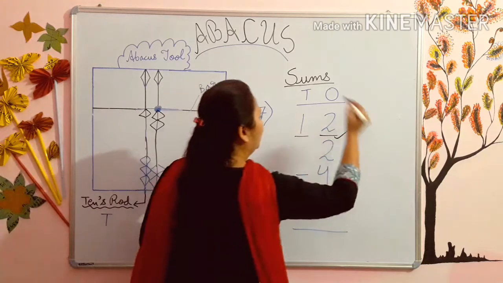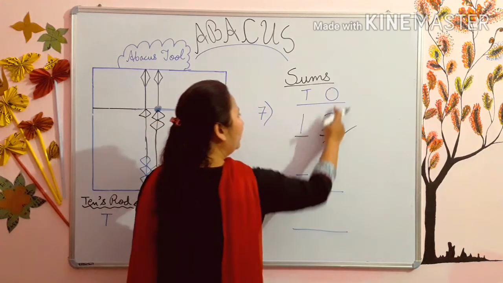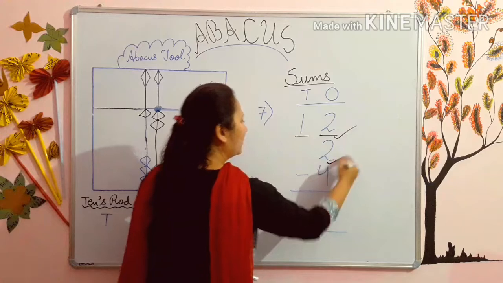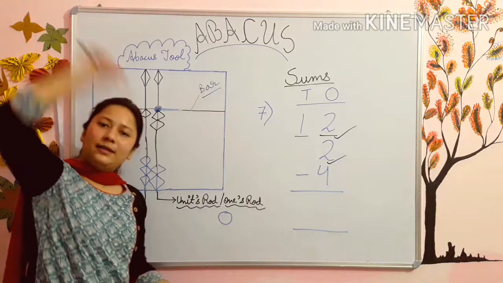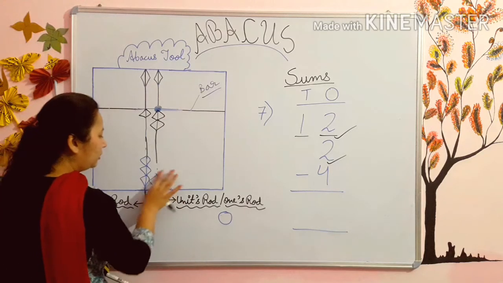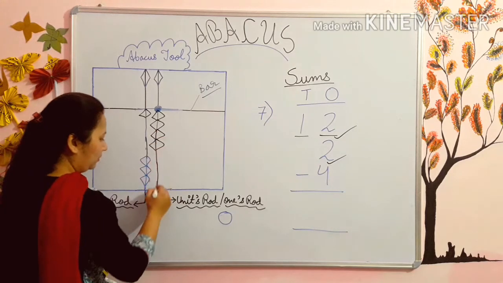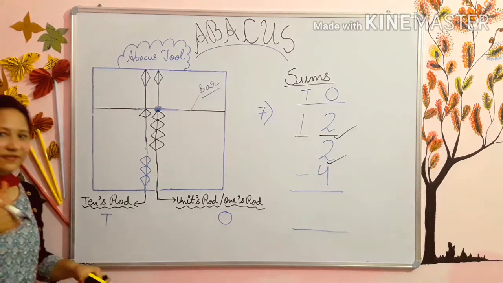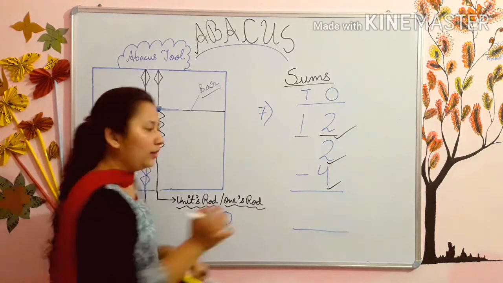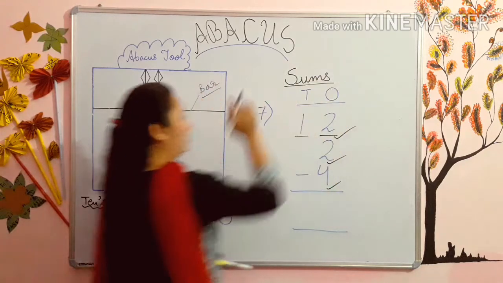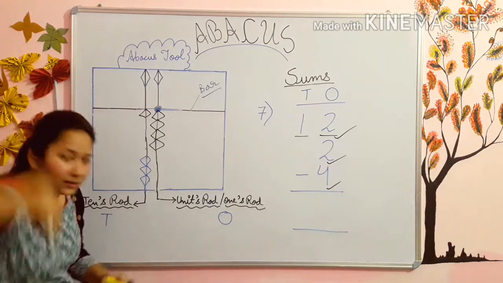So this is completed. Now next 2. Now 2 will go in 1's rod, and no sign means add. So when you have to add, you have to put the bead up. So put the 2 beads up. Done? Very nice. Now minus 4. Minus 4, and this 4 will go in 1's rod. This rod. A minus 4 means you have to put the bead down.